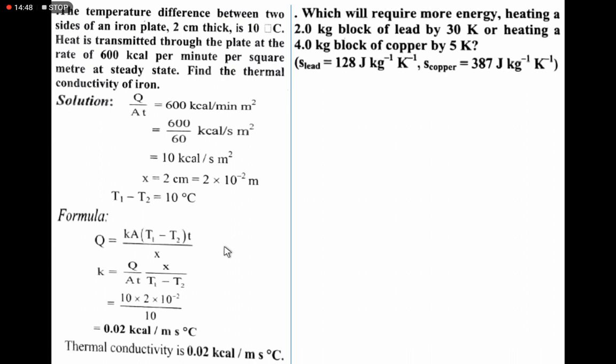Next is: which will require more energy, heating a 2 kilogram block of lead by 30 Kelvin or heating a 4 kilogram block of copper by 5 Kelvin. Specific heat of lead is given. It is 128 joules per kilogram per Kelvin, and for copper it is 387 joules per kilogram per Kelvin.